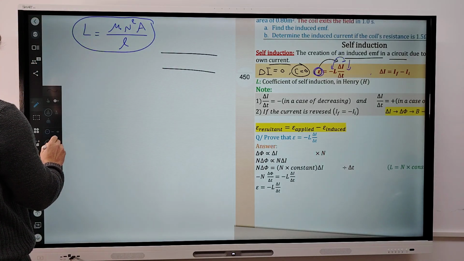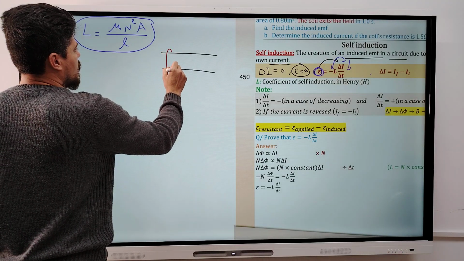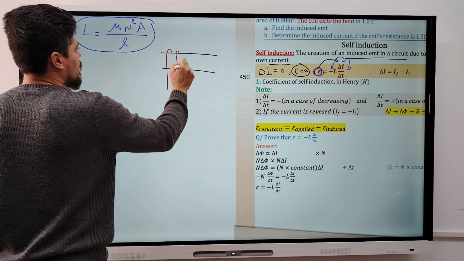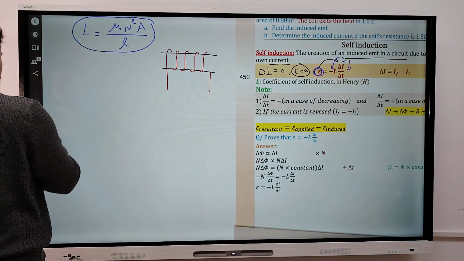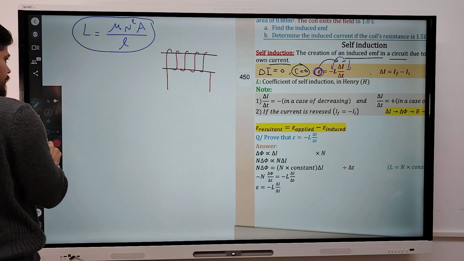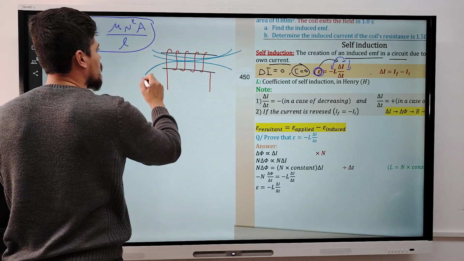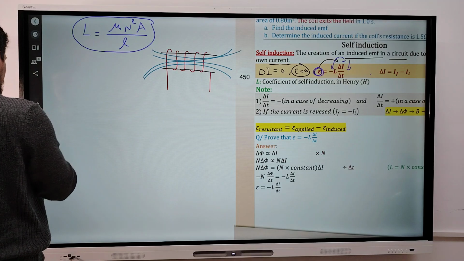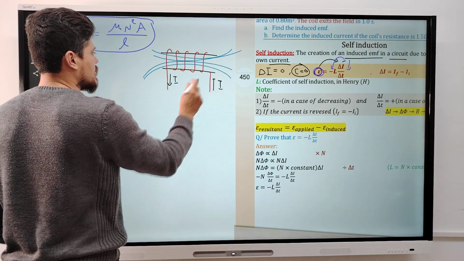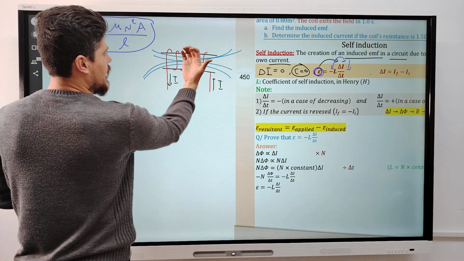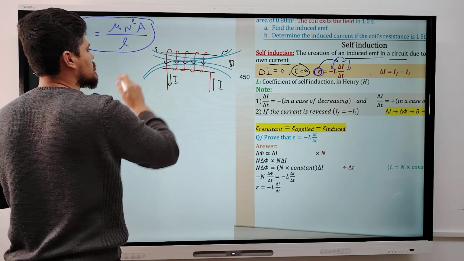For example, if this is a coil, when the direction of the current here is downward, and here is upward, according to the right hand rule, below the coil it is downward. So here becomes the north pole and this becomes the south pole.